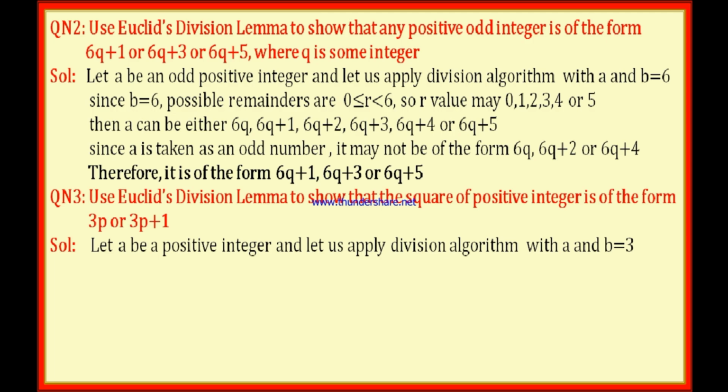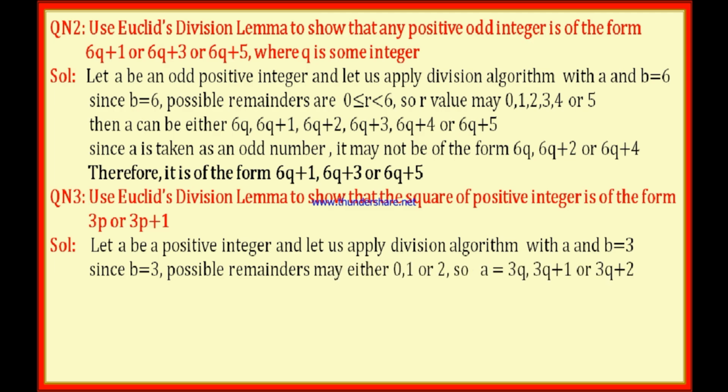If b is equal to 3, then the quotient is 3. If the quotient is 3, then the possible remainders should be 0, 1 and 2. If we divide any number by 3, then the remainder may be 0 or less than 3. That is, the remainders may be either 0 or 1 or 2. If the remainder is 0, then a is equal to 3q. If the remainder is 1, a is equal to 3q plus 1. And if the remainder is 2, then a is equal to 3q plus 2.